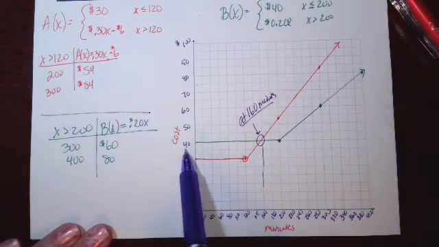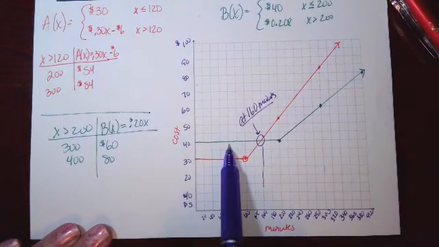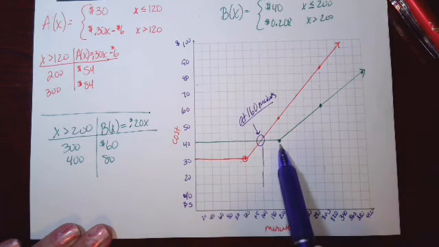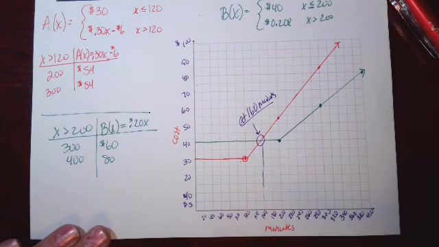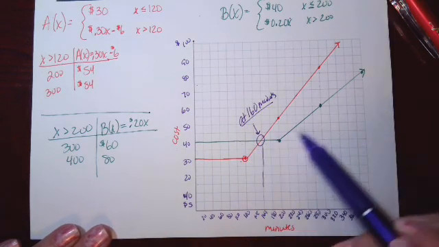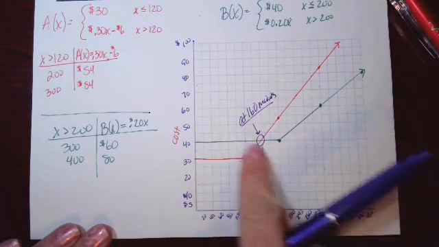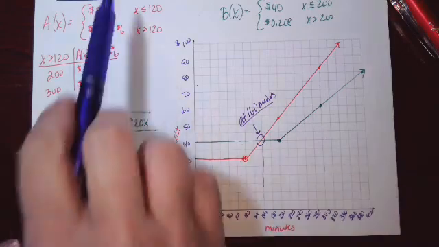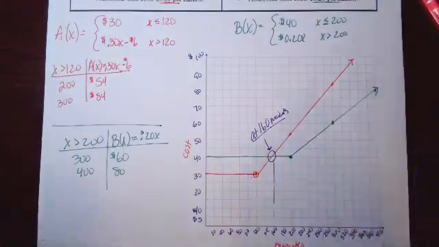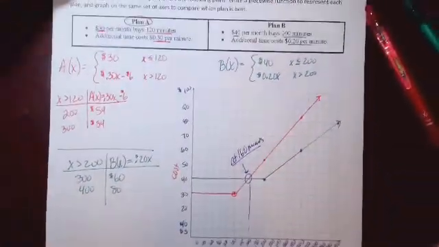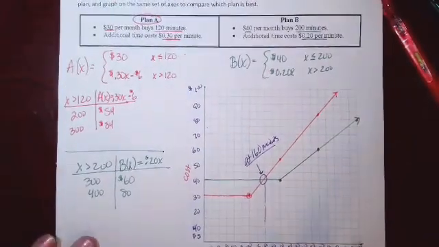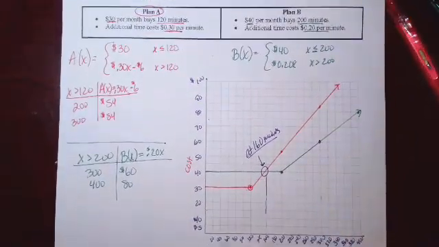So the $40 a month is more expensive unless you're going to talk more than 160 minutes a month. If you're going to talk more than that, that ends up being the cheaper plan. If you're going to talk less than 160 minutes a month, Plan A is a cheaper plan. So sometimes the best deal is not straightforward. You can't just say, oh, it's always this one. Sometimes it depends.